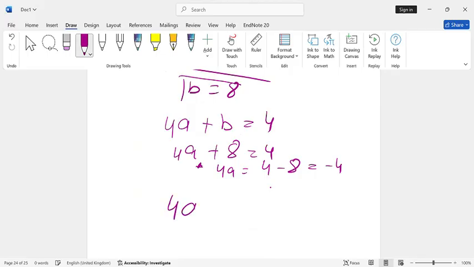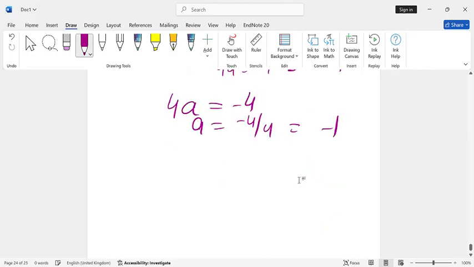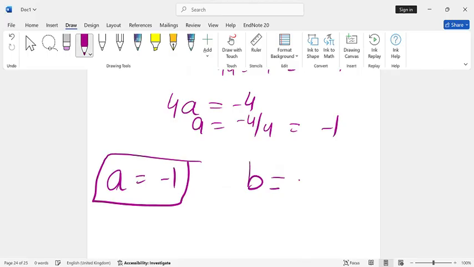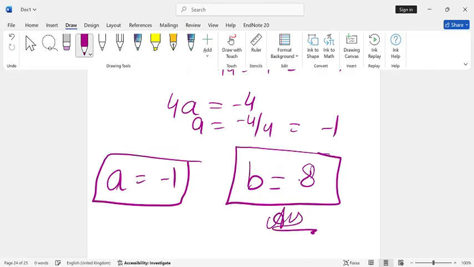You have 4a equals minus 4, and a equals minus 4 by 4, so you get minus 1. So the value of a is minus 1, which is the required answer, and the value of b is 8. These are the required answers we had to find in this question. So the next question we have is question number 9.